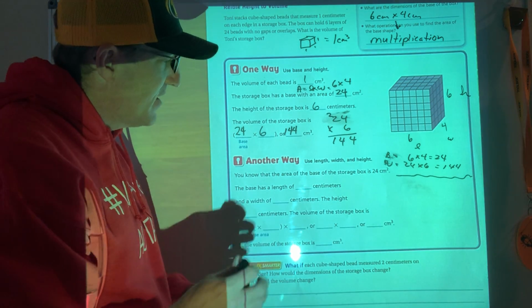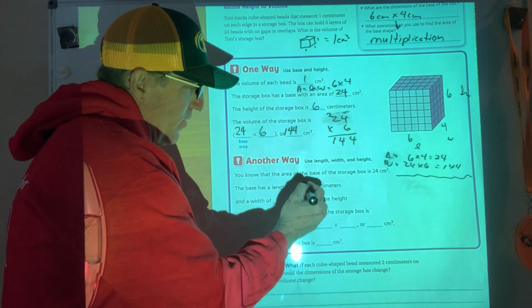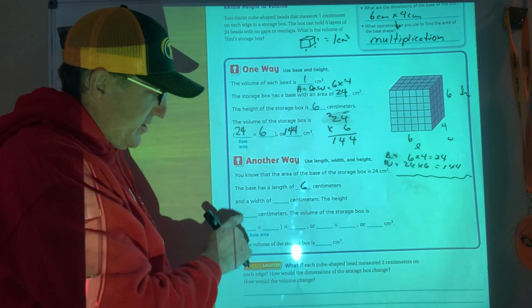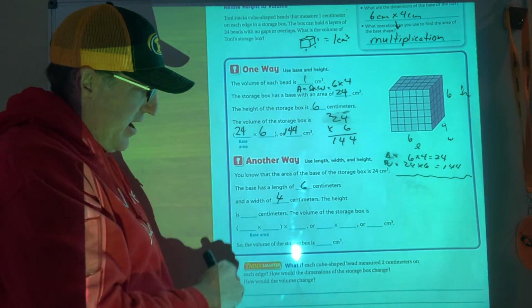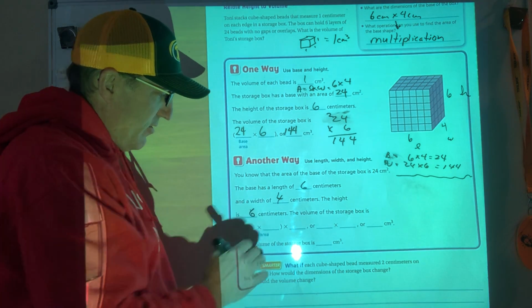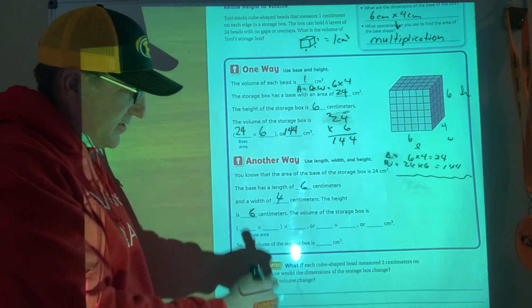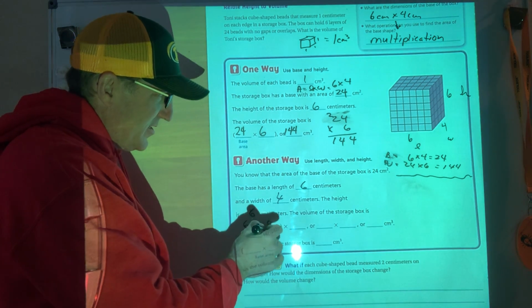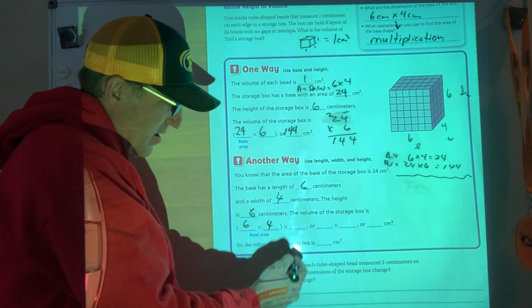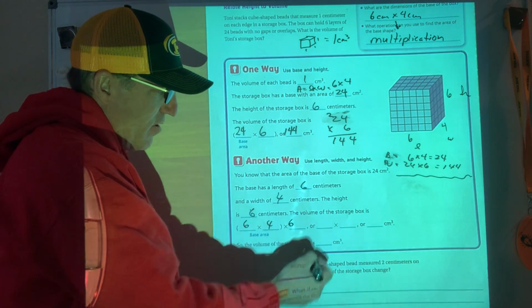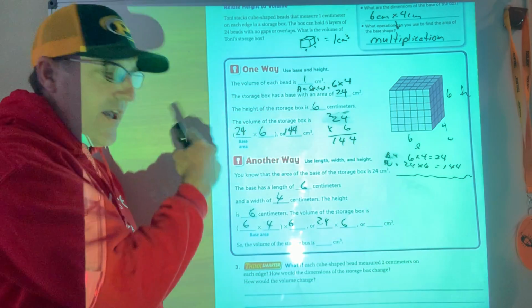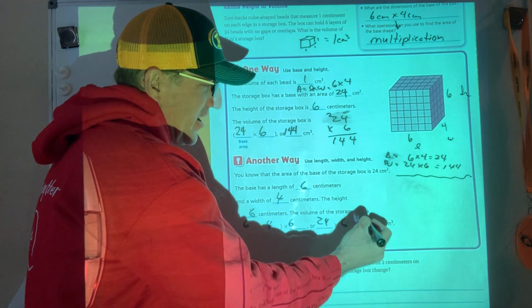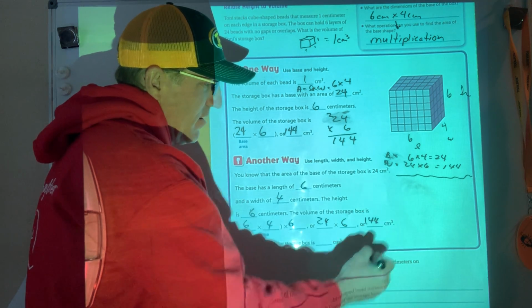So the base has a length of 6 according to the way it's structured here, right? A width of 4, which is how far it goes back, and a height of 6. So I put that there. The volume of the storage box then is 6 times 4, which is what we just did up here, times 6. Or 24 times 6, which is exactly what we did up here, which is, again, I'm not going to redo it, 144 centimeters cubed.